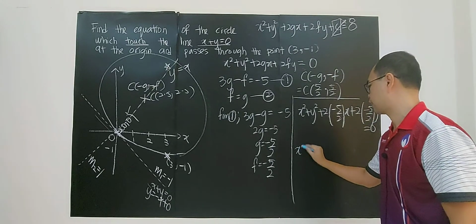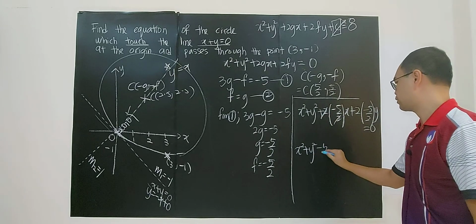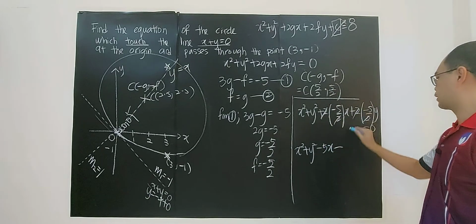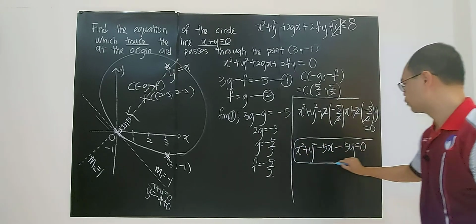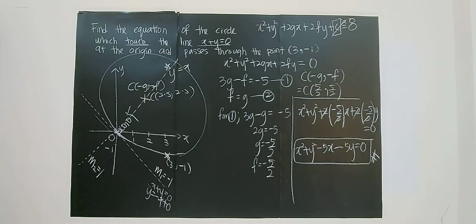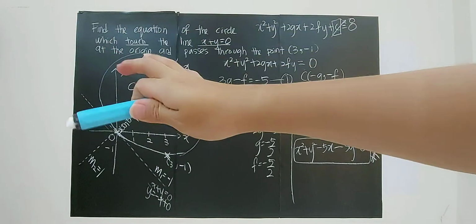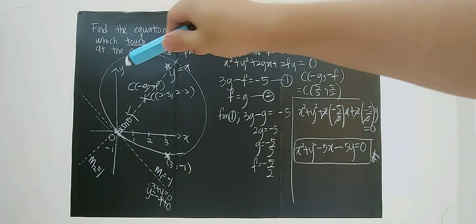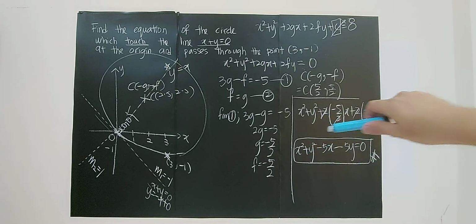Finally, after that, I have x squared plus y squared, negative 5x, negative 5y equals to 0. So this will become the equation of this circle here, right? After using the diagram, I make full use of the diagram, so I can see how to solve this problem here. And finally, I have the equation of the circle.